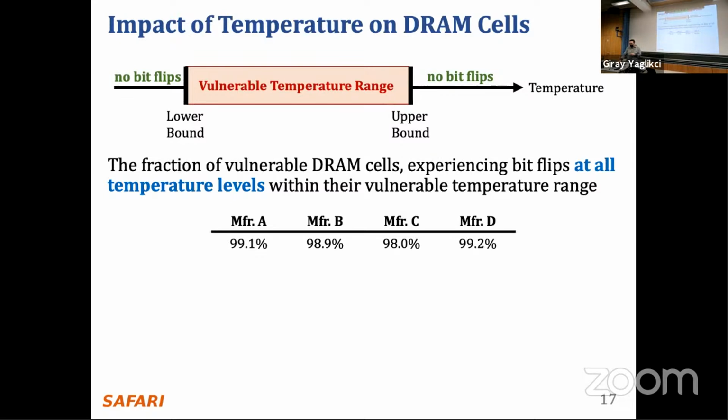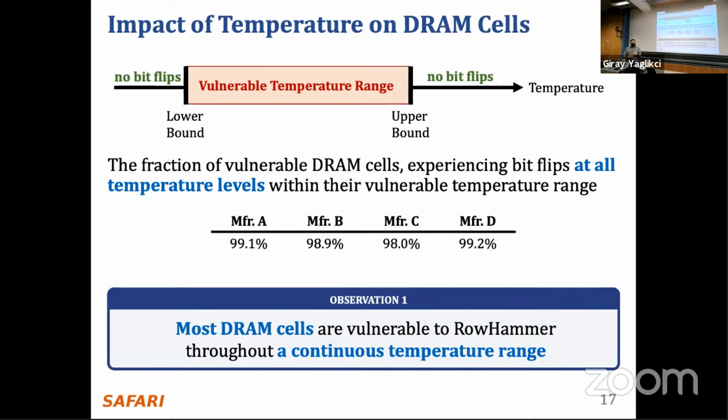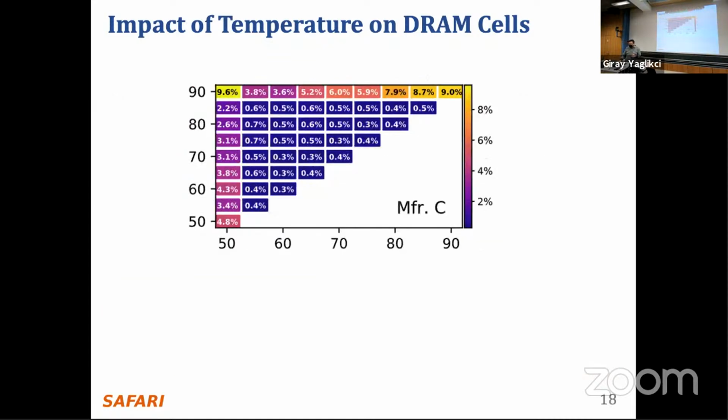So this table demonstrates the fraction of DRAM cells that experience bit flips at all temperature levels within their vulnerable temperature range. And we observe that more than 98% of vulnerable cells across all chips that we test exhibit this behavior: they experience bit flips in a continuous temperature range. They experience a bit flip at every single temperature point within their vulnerable temperature range, and we conclude that it's a continuous temperature range.